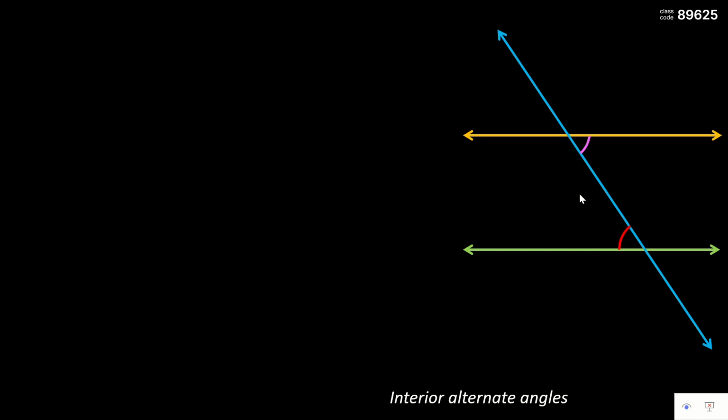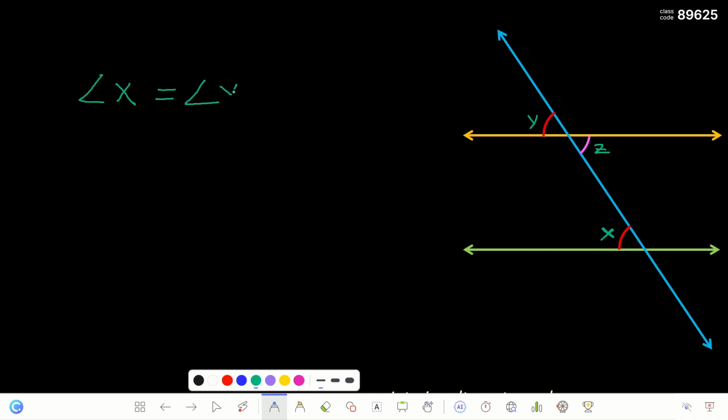Now, to establish a relationship between these two angles, I need the help of a third angle. This angle. Now, these two red angles are corresponding angles. So let me quickly assign them a few variables. Let's say this angle is x, this is y, and this is z. Now I know that the two red angles are corresponding angles. This means they are equal. Therefore x equals y. That is the first thing that I can establish here.